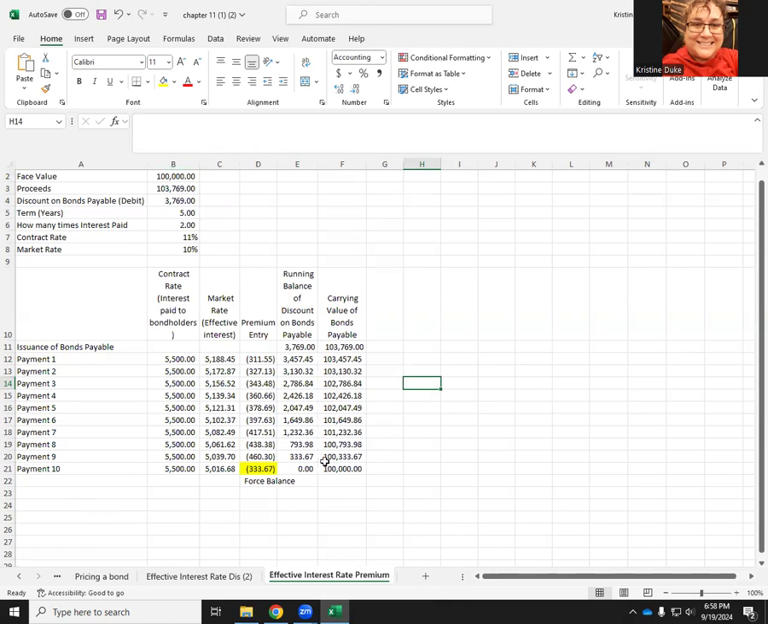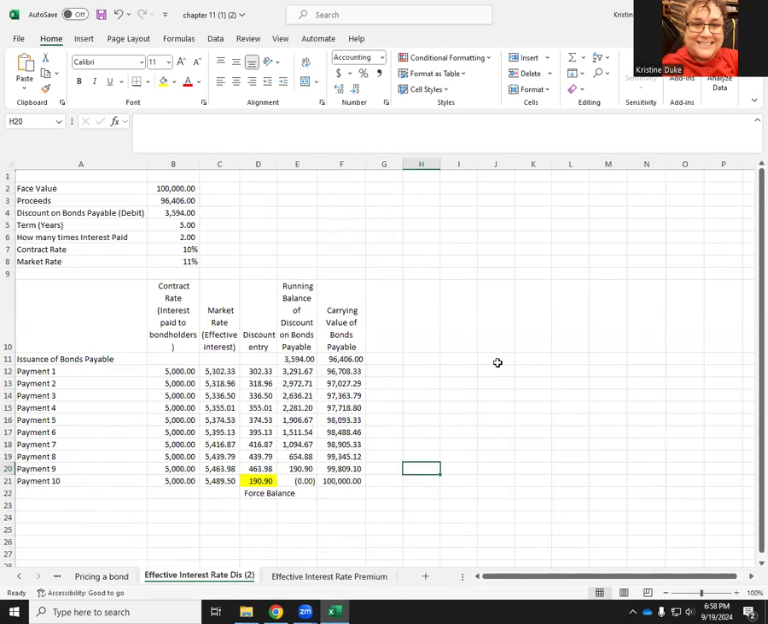Your last payment, always you have to force the balance. It's just like with your double declining balance in your depreciation, you always have to force that balance.